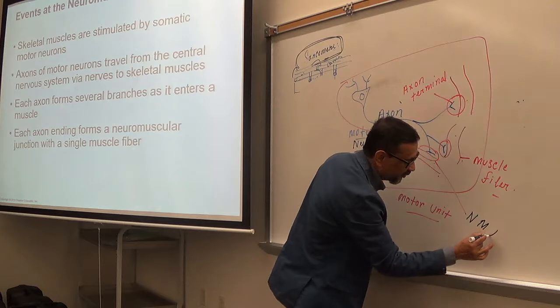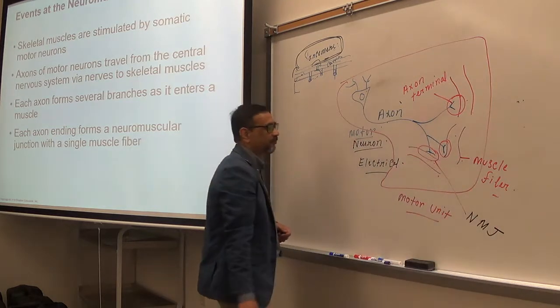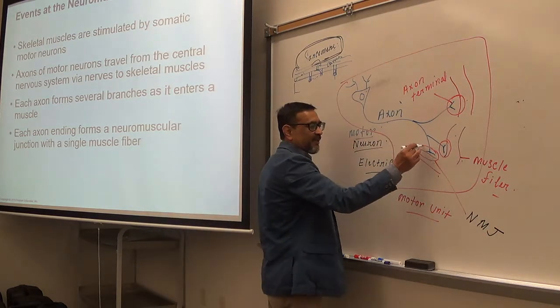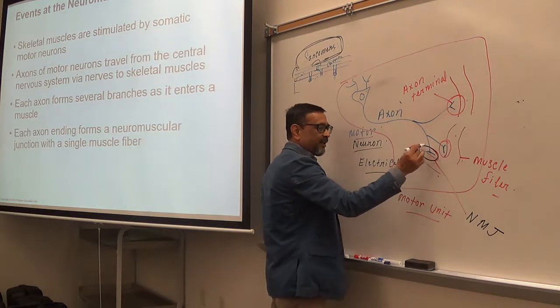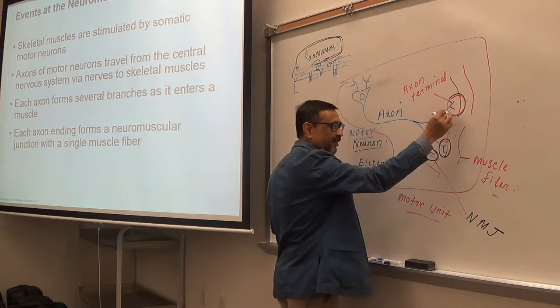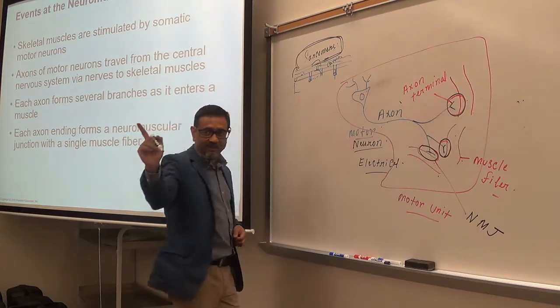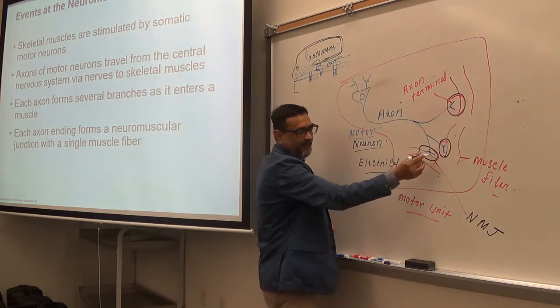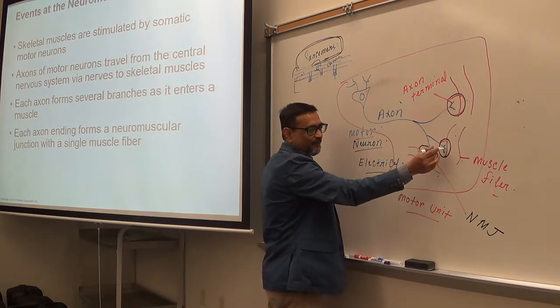Neuromuscular junction. So this is one synapse or neuromuscular junction. This is another synapse or neuromuscular junction. This is another. Now you see one thing. There is a gap. They are not physically attached to each other.